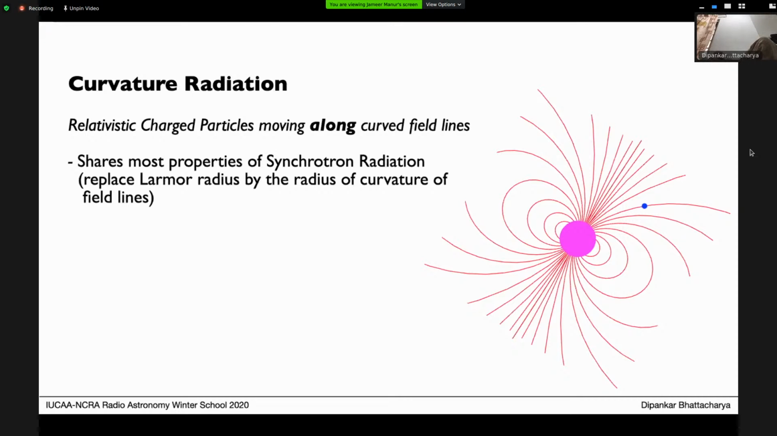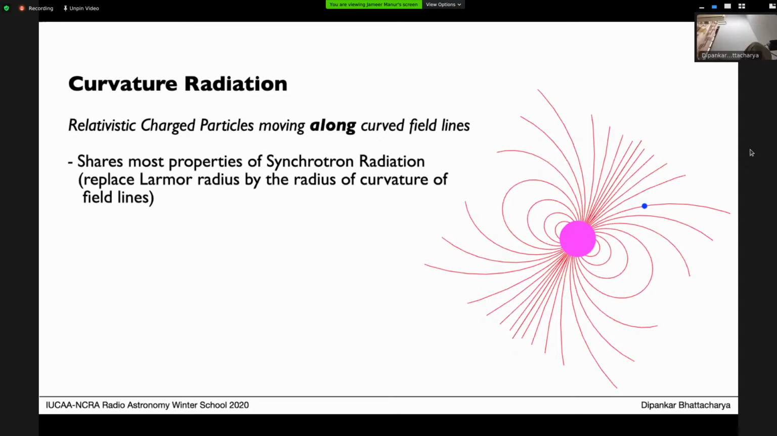Now, if the magnetic field happens to be curved, then this curvature also produces an acceleration of the electron, because the electron is forced to move along the curved magnetic field. And this will also produce radiation because of that acceleration. This is called curvature radiation. The properties of this radiation are very similar to the synchrotron radiation.